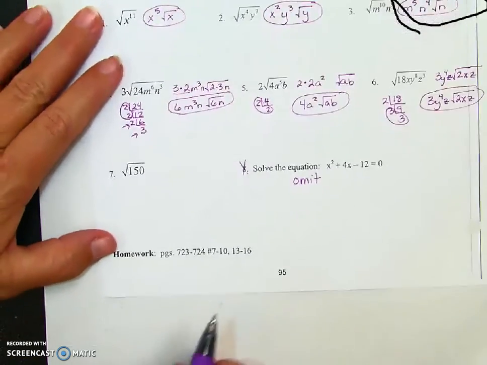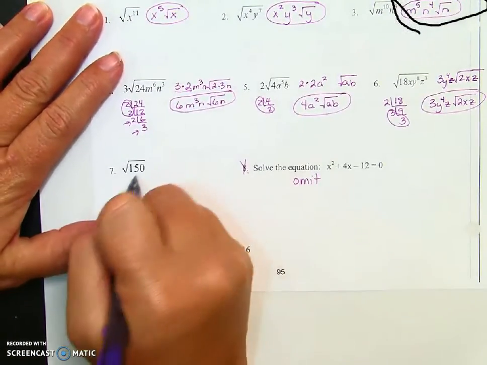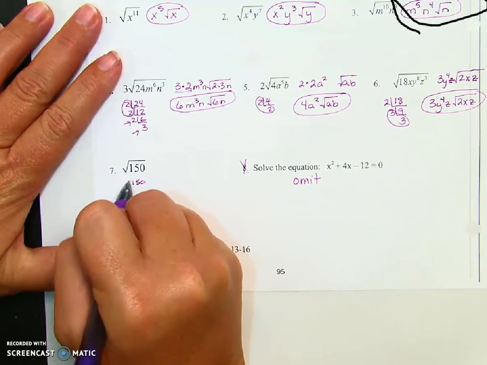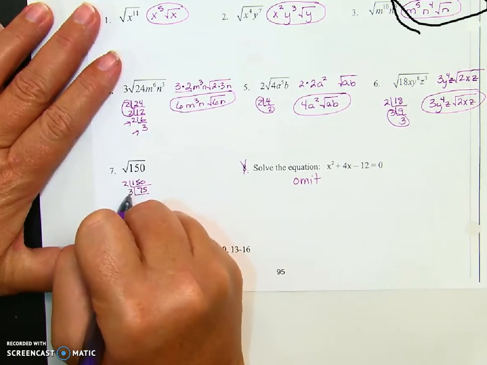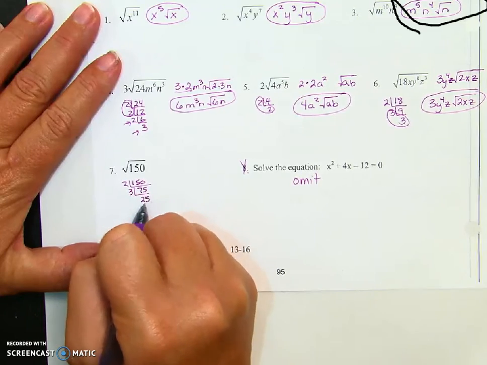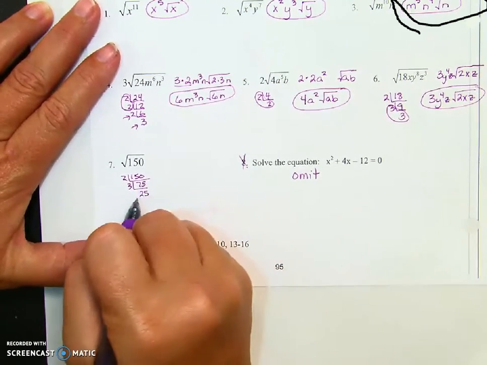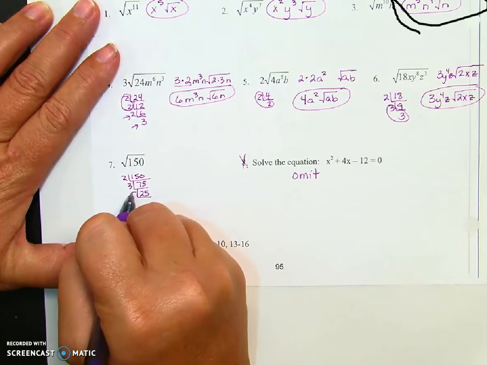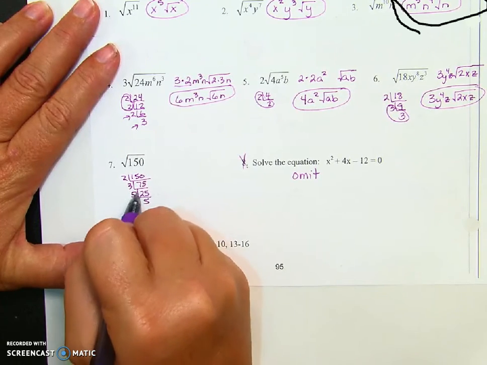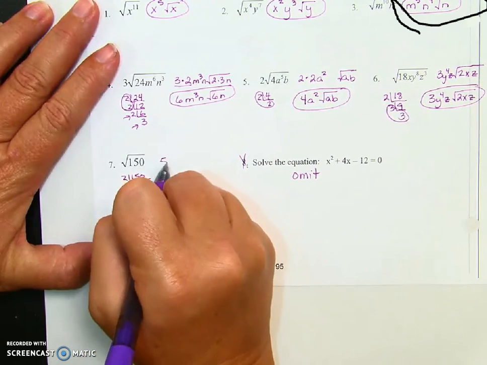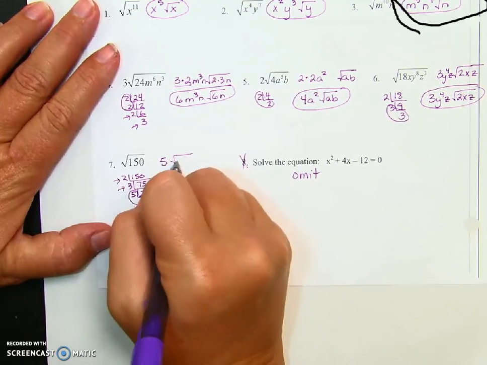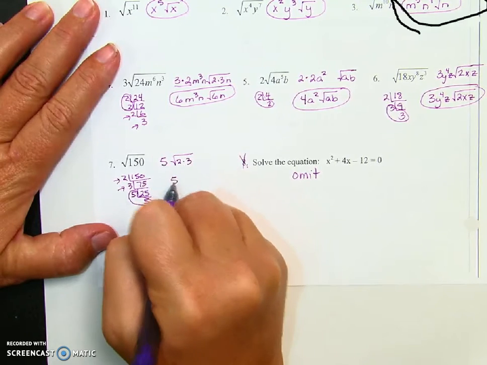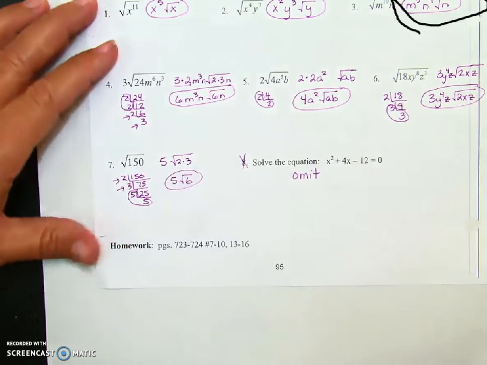And then, again, they threw in just a number, 150. So we do 150. 2 goes in there 75 times. 2 won't go in there, but 3 will, 25 times. I'm glad they did this one because then 3 won't go in there, but your next prime, which is 5, will go in there 5 times. So we have a pair of 5s that comes out. And then on the inside, we have to do 2 times 3. So we have 5 on the square root of 6. That takes care of that.